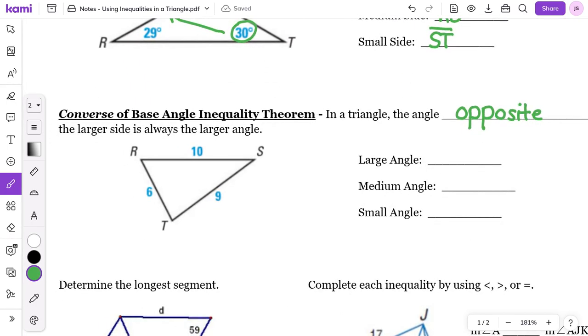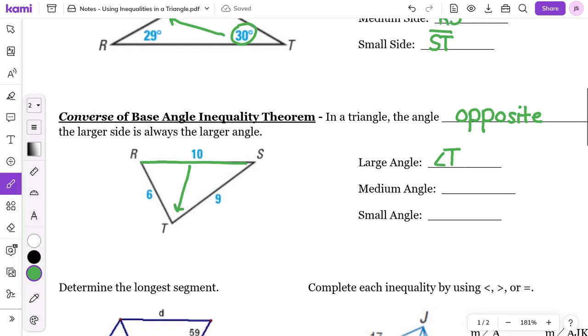Let's find the largest side, which was RS, right? That is opposite from angle T. So that must be the largest angle. Medium side was ST, the 9, so that's across from angle R. So that would be our medium angle. And then the 6 side is the smallest, and that's opposite from angle S.